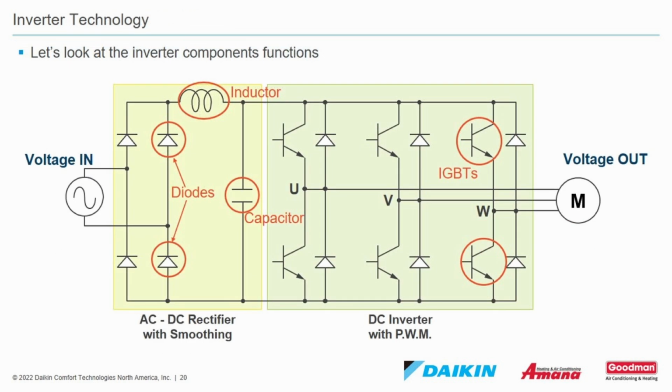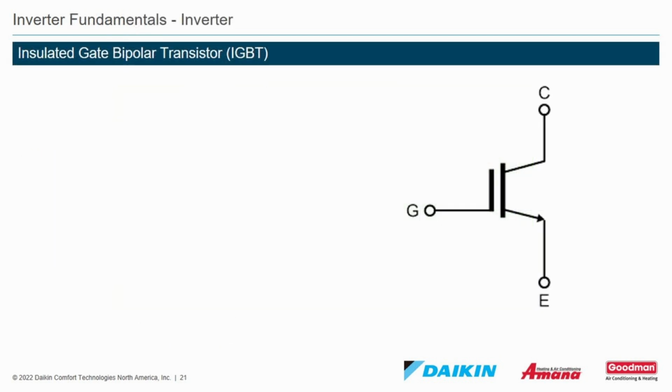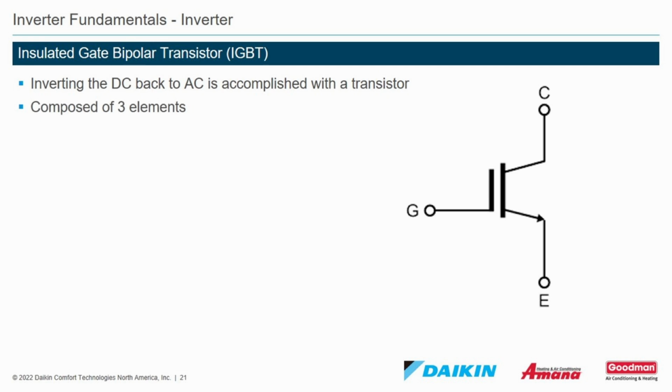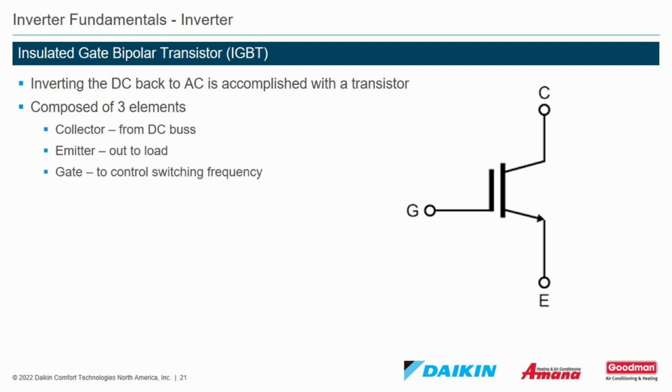Let's look at the inverter component's functions. The insulated gate bipolar transistor, or IGBT, also referred to as a triac. Inverting the DC back to AC is accomplished with a transistor. This transistor is comprised of three elements: the collector from the DC bus or power into the IGBT, the emitter, output to the load, and the gate to control the switching frequency and output voltage.